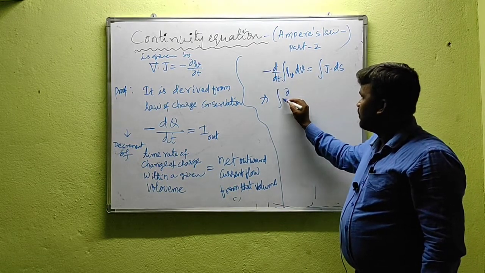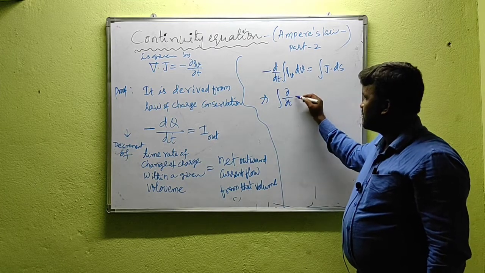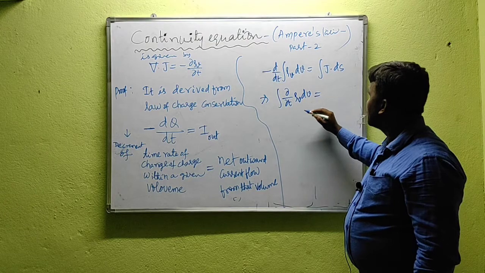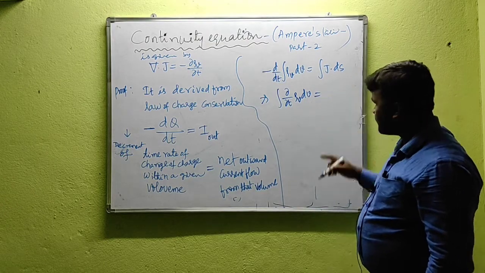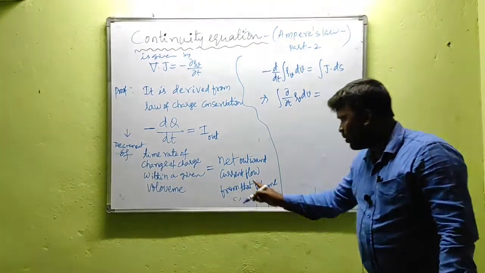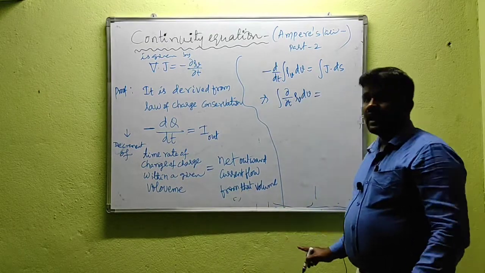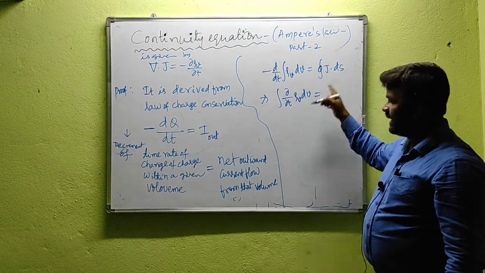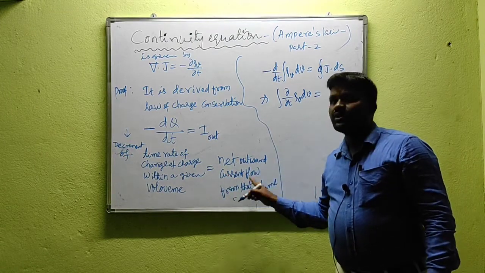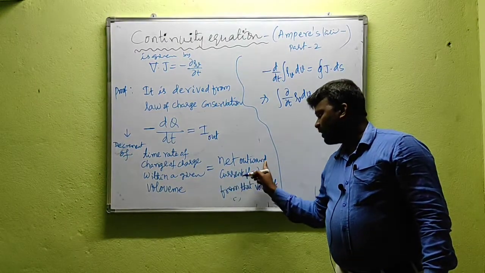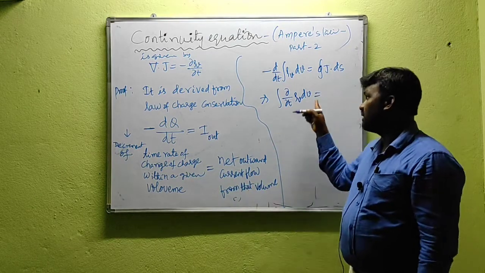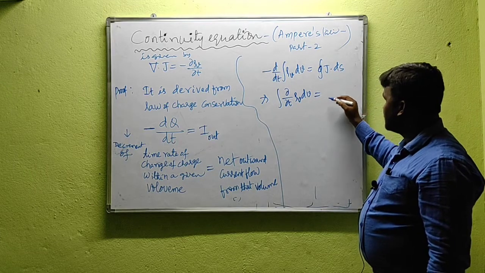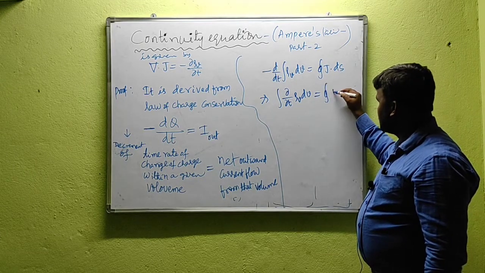That is ∂/∂t, partial differentiation, of ρv dv. And here, that is J·dS, the net outward current flow from that volume. If there exists a volume, there is a possibility of a closed surface. That's why I need to write the current through the closed surface. Net outward current flow from that volume means current through that closed surface. So that is the integral of J·dS.